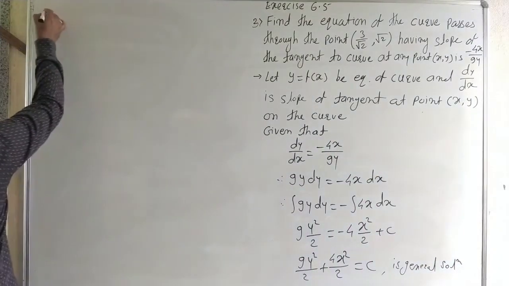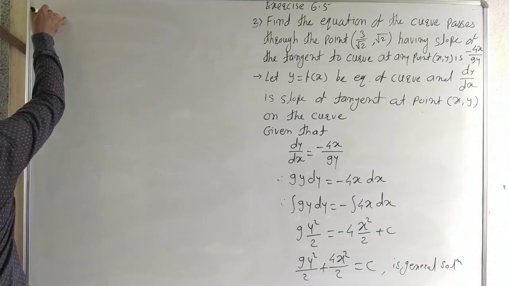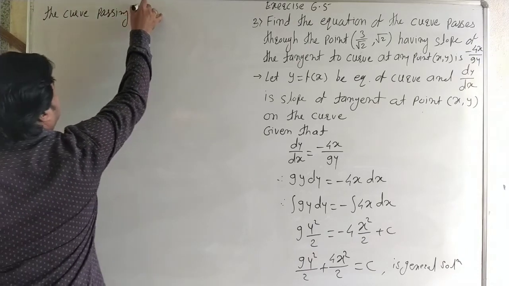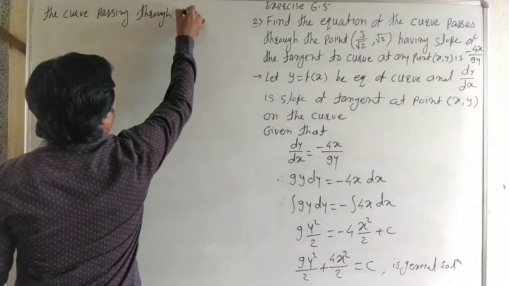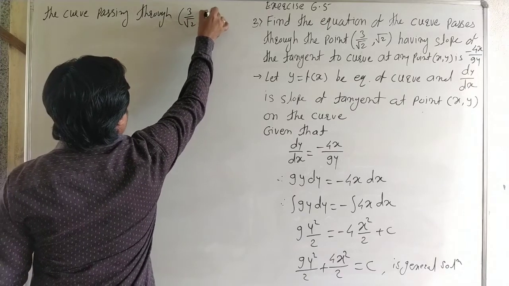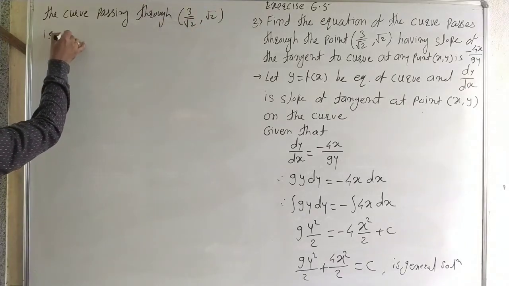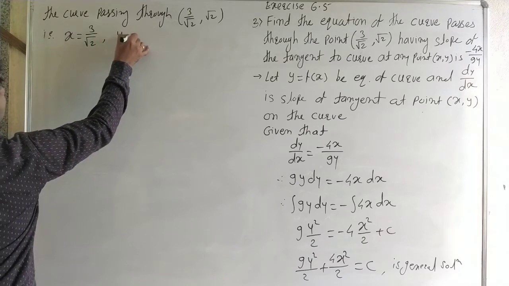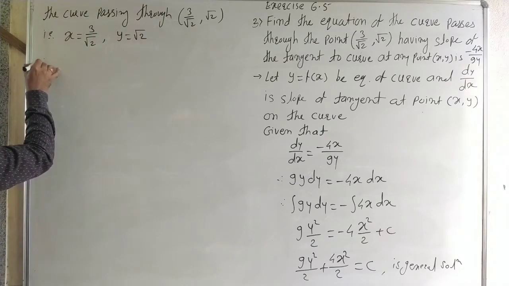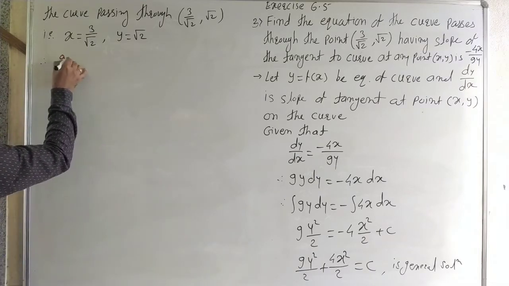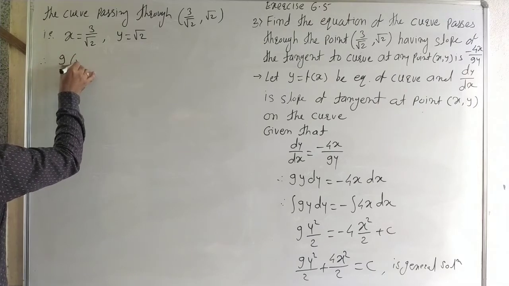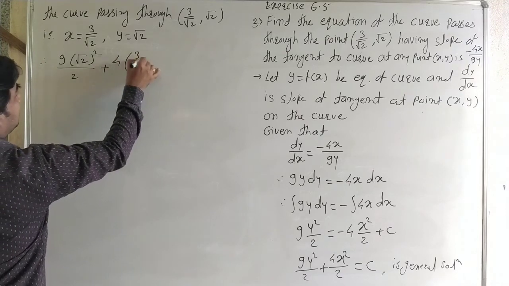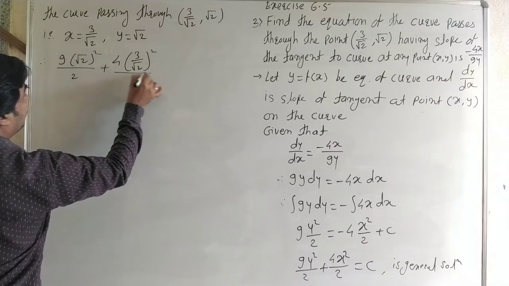Now, given that the curve passes through 3 upon root 2, comma root 2, that is x is equal to 3 upon root 2 and y is equal to root 2, therefore put the value of x and y in this. 9 by 2 y square, it is root 2 square upon 2, plus 4 into x square, 3 by root 2 square upon 2 is equal to c.